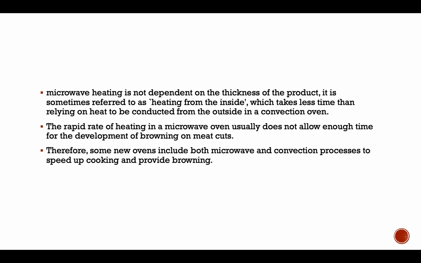Microwave heating is not dependent on the thickness of the product. It is sometimes referred to as heating from inside, which takes less time than relying on heat to be conducted from outside in a convection oven. The rapid rate of heating in a microwave oven usually does not allow enough time for development of browning on the meat cuts. Therefore, some new ovens include both microwave and convection processes to speed up the cooking and provide that browning effect.